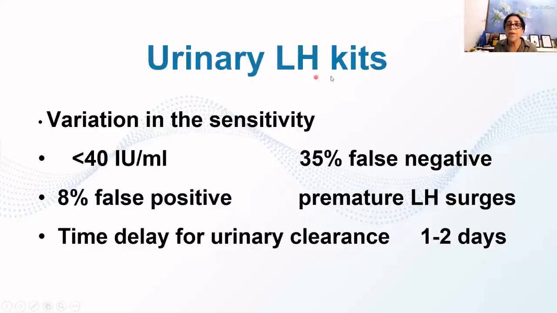Then if we're going to do a urinary LH kit, this has its issues, though for resource limited settings or for patients who are very far off, you may do it twice daily nearing the LH surge time. And you will get results, but it may not be the best way to monitor. Why? Because of its sensitivity, 35% could have a false negative. Then in 8%, there could be a false positive because of premature LH surges. And then there is a time delay from the LH surge in the serum to the urine, depending on her renal function and the amount of fluid she's taking. So this delay could be 1 to 2 days.